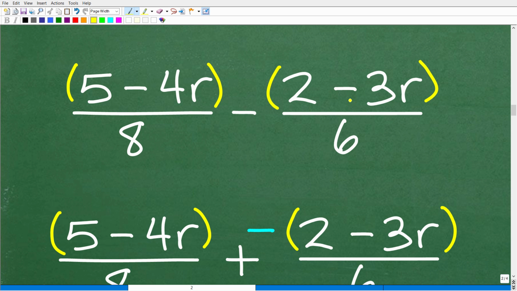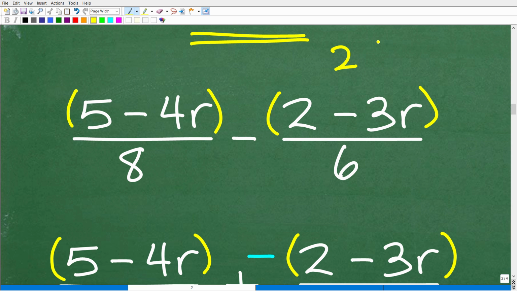Now, the distributive property is this property like this, 2 times r plus 1. So this is going to be 2r plus 2. That's the distributive property. And if you didn't have these parentheses in, it's very easy to forget about the distributive property. Again, super common mistake. So that's tip 1.